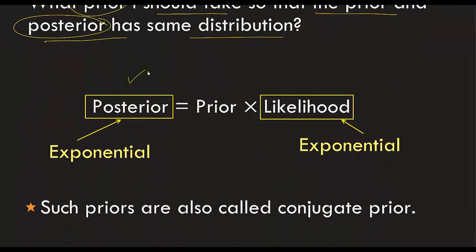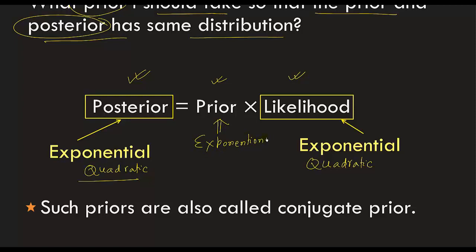This is the posterior distribution, that is the prior times the likelihood, and I am saying this likelihood is exponential quadratic, and you also need the posterior distribution to be exponential quadratic. So what kind of prior will we take? Of course, I take an exponential prior. So what will happen if I multiply prior and likelihood?